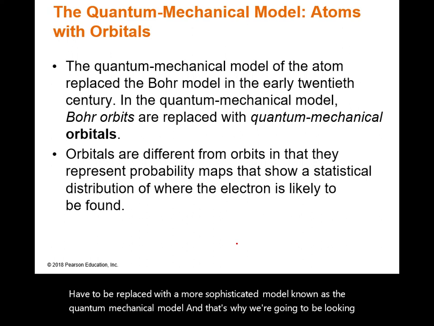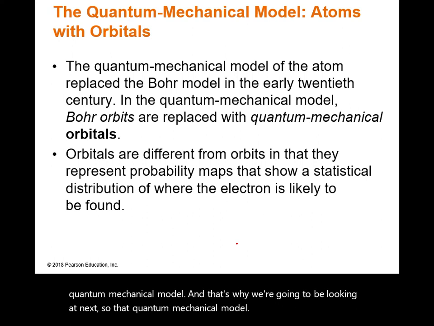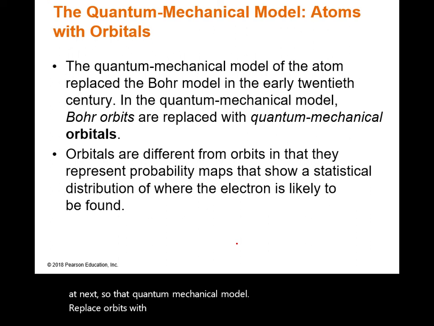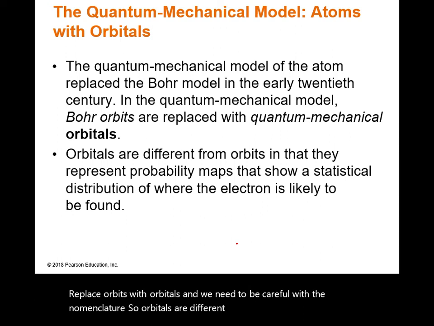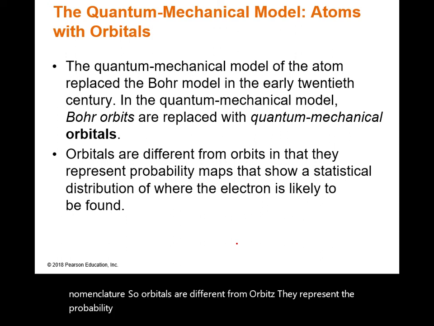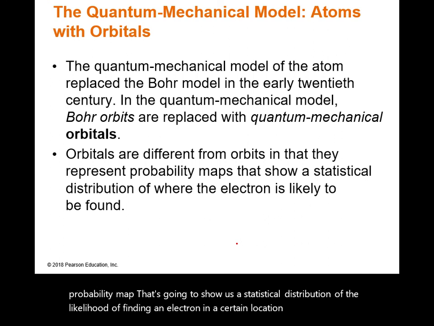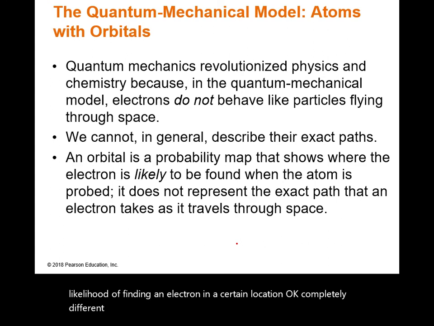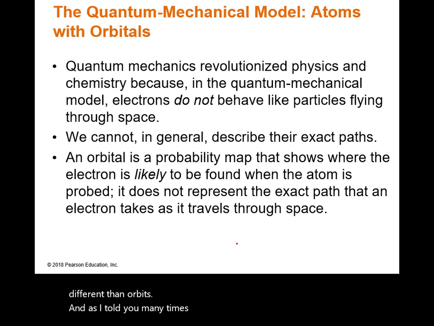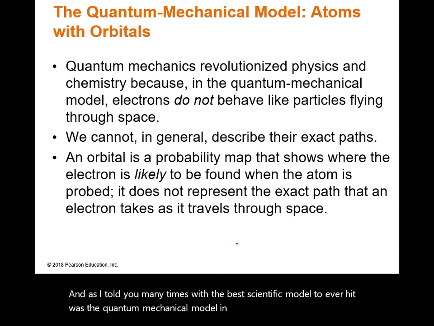So that quantum mechanical model replaced orbits with orbitals. And we need to be careful with the nomenclature. So orbitals are different from orbits. They represent a probability map that's going to show us a statistical distribution of the likelihood of finding an electron in a certain location. Okay, completely different than orbits. And as I told you many times, the best scientific model to ever hit was the quantum mechanical model in the 20th century. It revolutionized everything we know.